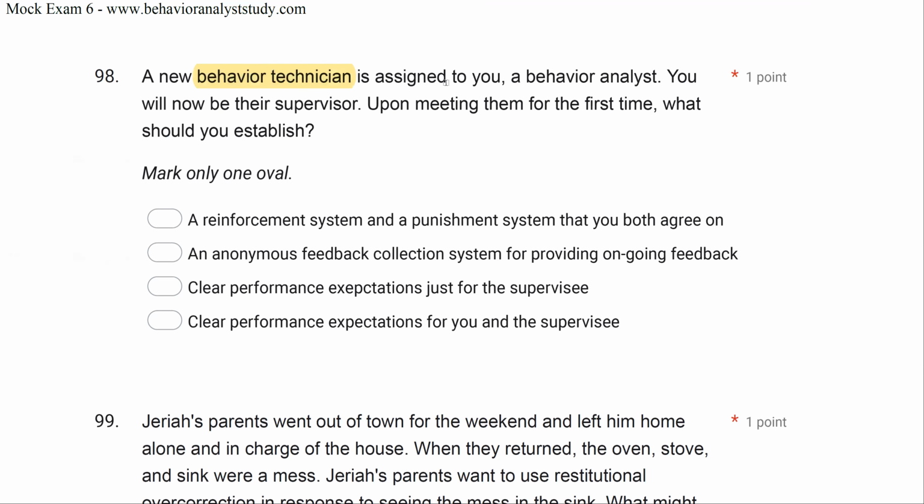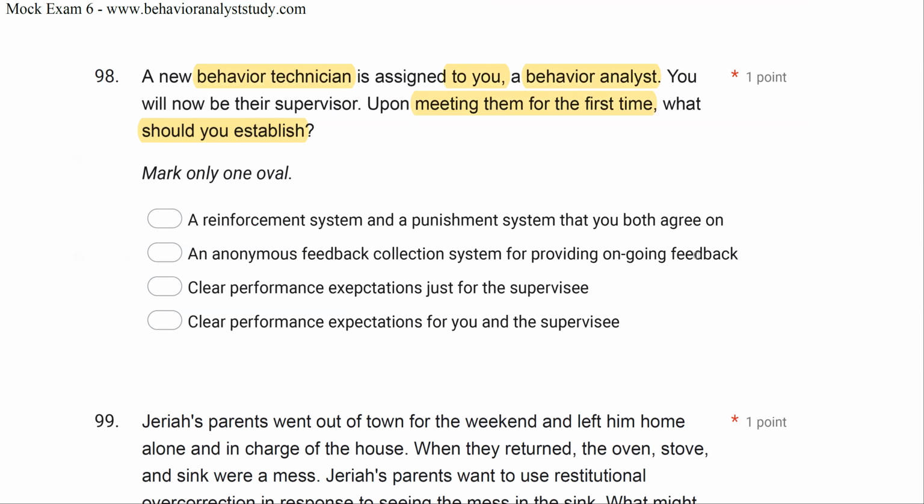So you have a behavior technician who's assigned to you, and you're a behavior analyst, obviously. Most of the time, you should assume you're a behavior analyst in these questions, and you're going to be the supervisor. You meet them for the first time. What do you first need to do upon meeting them? A, a reinforcement system and punishment system that you both agree on. Well, a couple things here. You shouldn't start with punishment, right? Again, we're treating this just like a client case, quote unquote. You don't even know them yet. How can you already get into these type of systems? You can't, right?